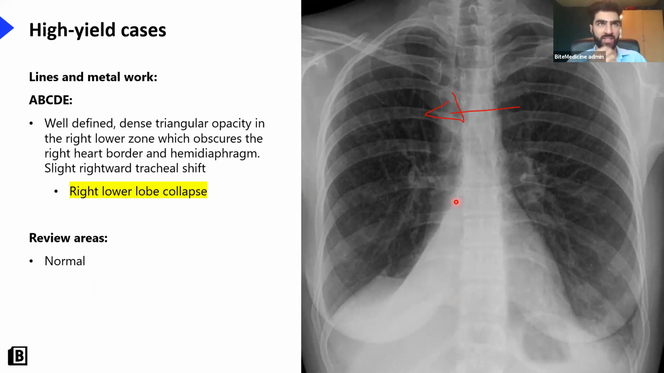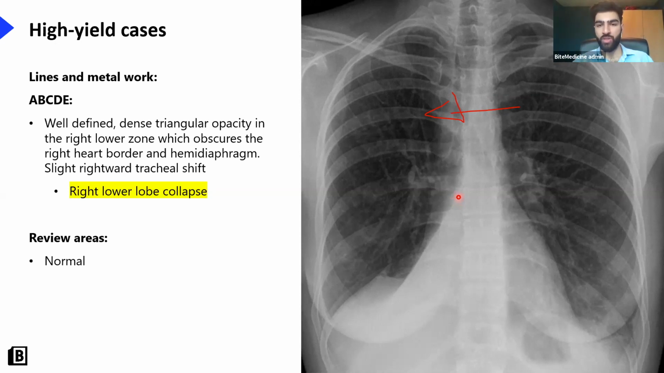And someone has asked an excellent question. How would consolidation differ from this? Any thoughts? How would consolidation differ from collapse? Because I told you an opacity on chest X-ray can either be collapse, consolidation, effusion, or a mass.